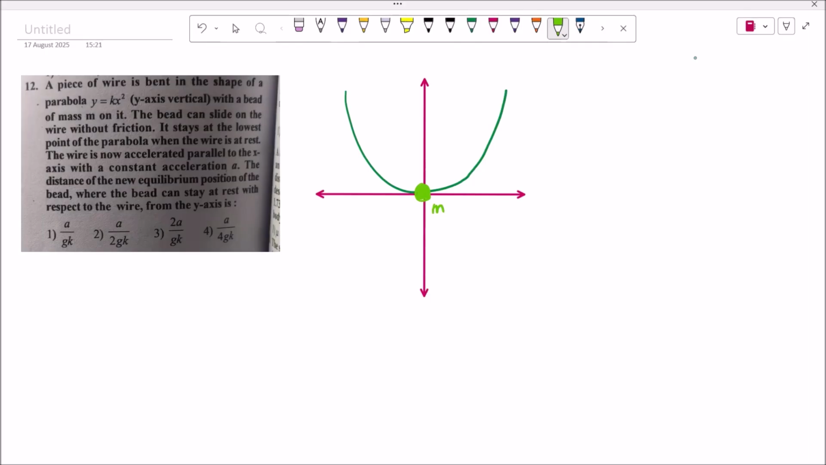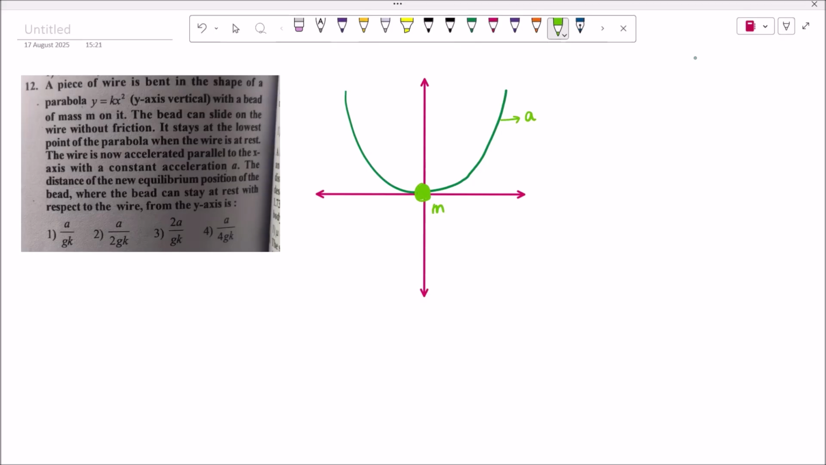We have taken a wire which is bent in the shape of a parabola, and the bead, which has a mass m, is present on the wire. When the wire is at rest, the bead will take the lowermost position of the parabola, just to have equilibrium. They have given that the wire is now accelerated parallel to the x-axis with a constant acceleration a. So we have to understand the wire is accelerating in the positive x-axis. What will happen to the bead?